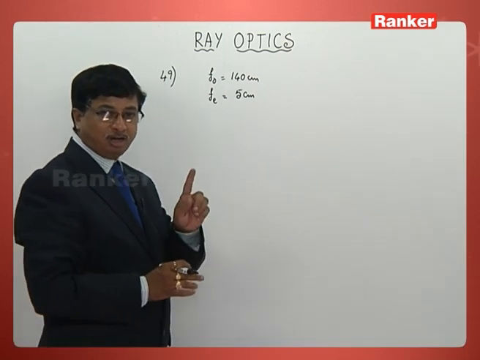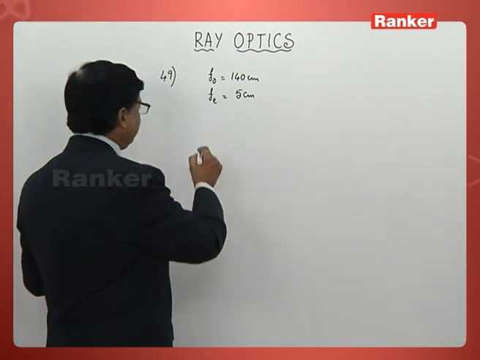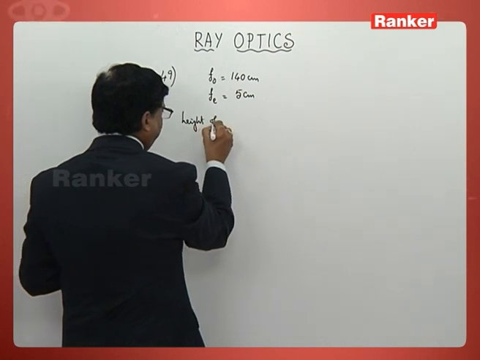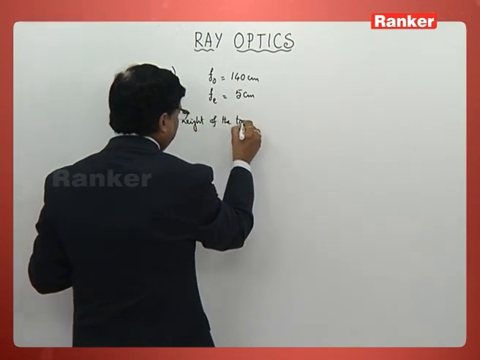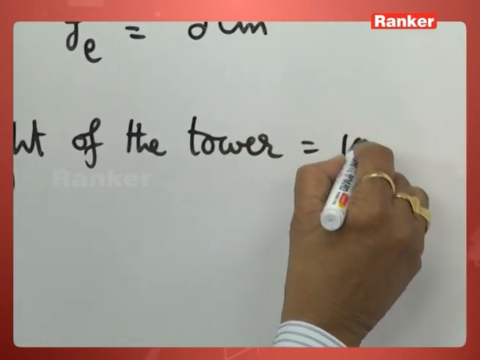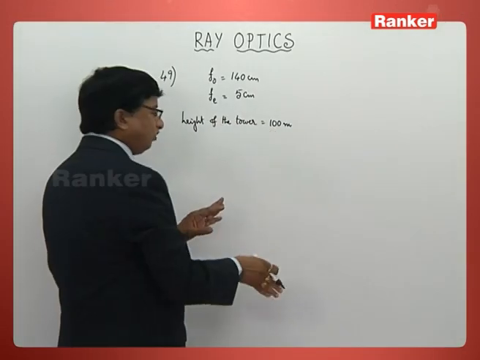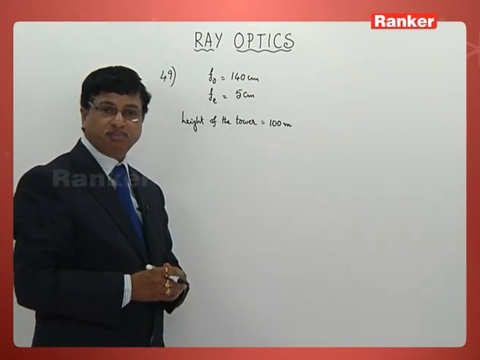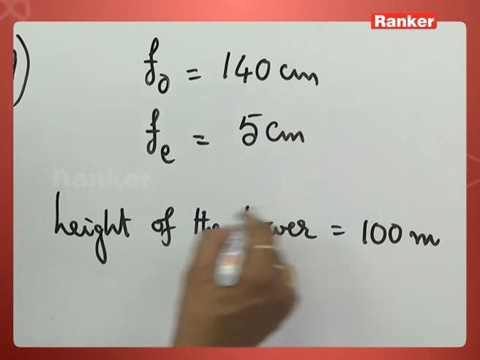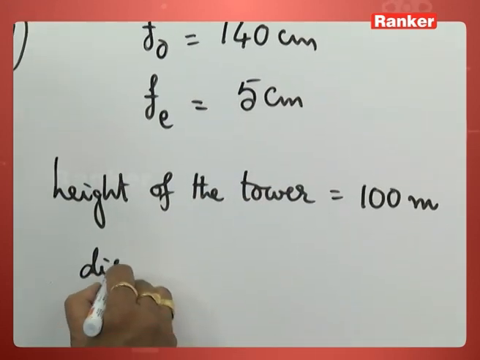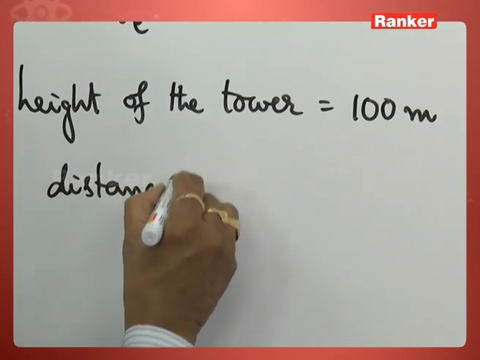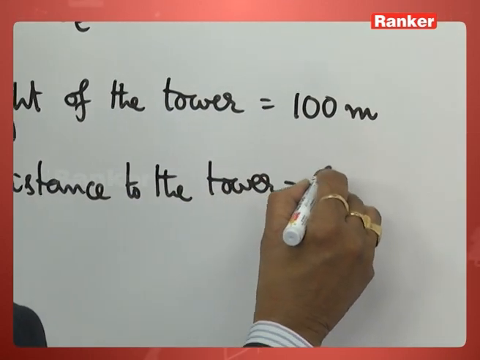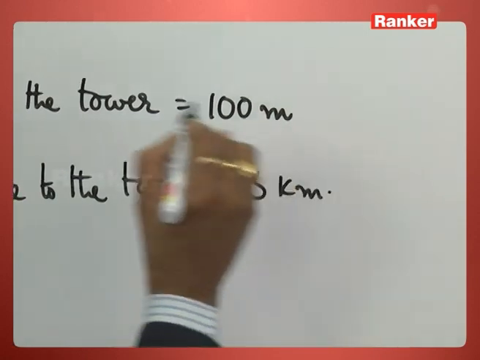There is a tower of height 100 meter. That is the height of the tower. I take this as the height of the object, because the tower itself is the object for us in this problem. And where is it located? Distance to the tower, that is given as 3 kilometer.